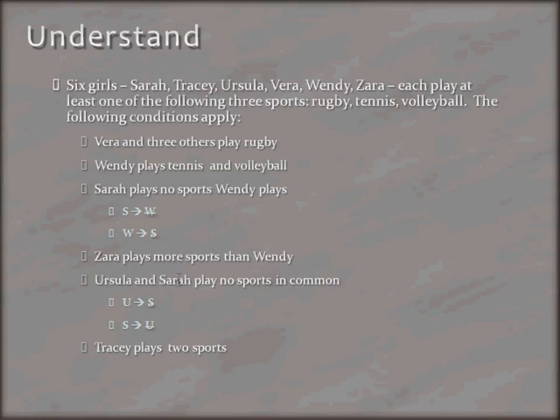Now our second formal logic statement can be found here. Ursula and Sarah play no sports in common. This is essentially the same statement as the other statement about Sarah and Wendy. Playing no sports that Wendy plays is basically the same as saying that Sarah plays no sports that Ursula plays. So, we can rewrite in the same way. If Ursula, then no Sarah. If Sarah, then no Ursula. Now, we've simplified this a little bit by translating into formal logic, but there's a lot more work to do in order to fully understand which sports each of the girls plays.